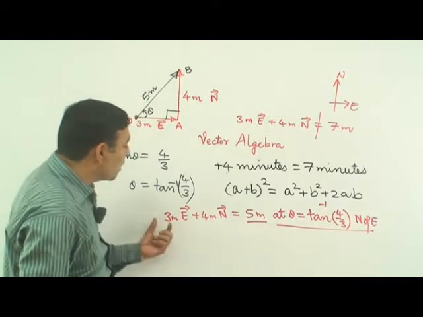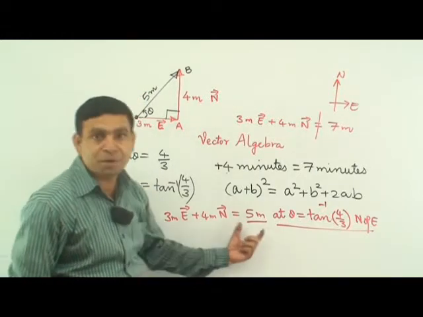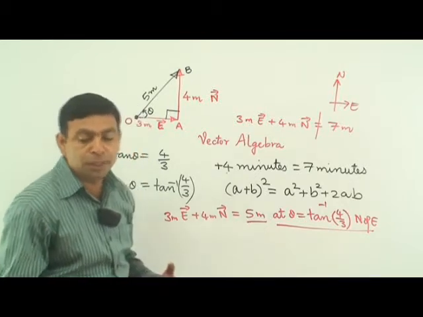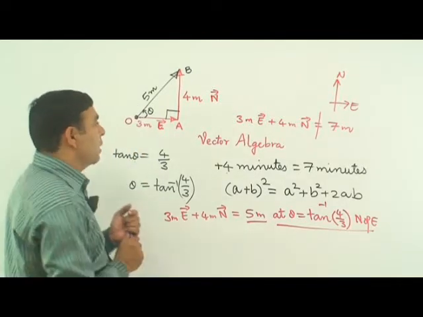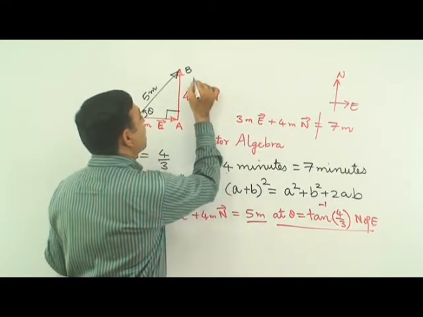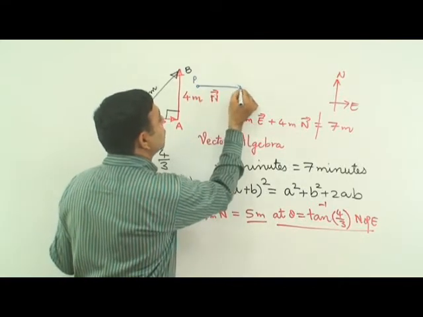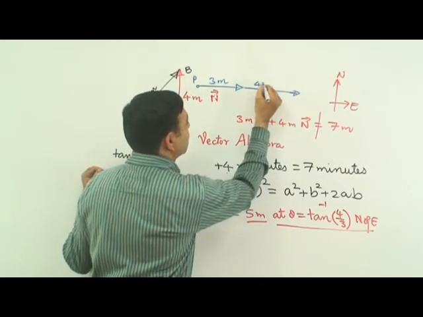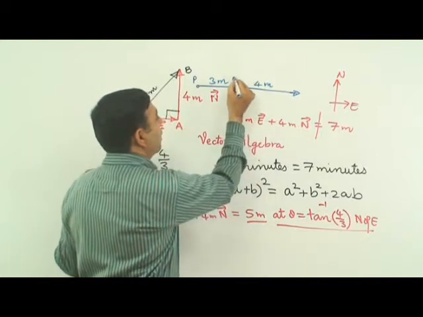3 plus 4 is here 5 meters. It is not necessarily 7 meters. Of course, it can as well be 7 meters. For example, suppose you are here at some point, say P, and you travel 3 meters towards east, and then again you travel 4 meters towards east. East only. In both cases you are traveling towards east only.